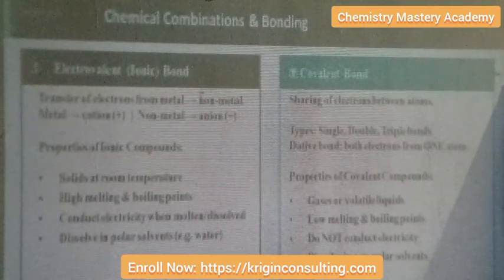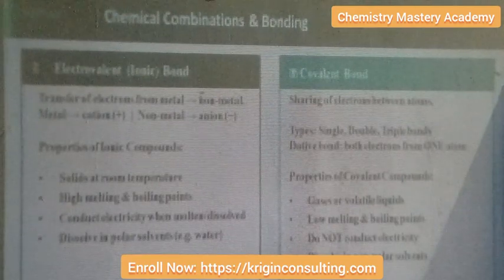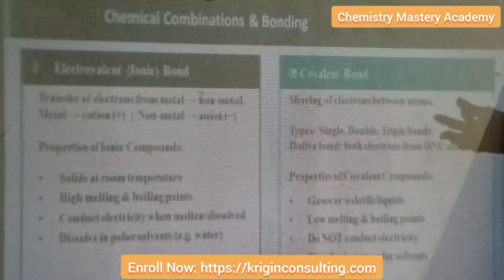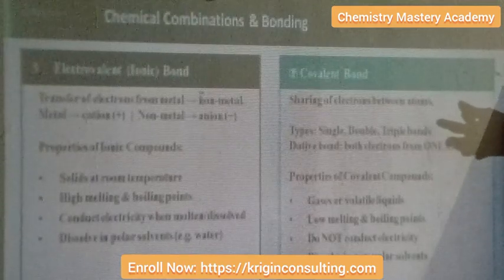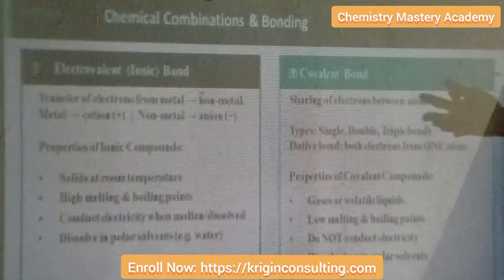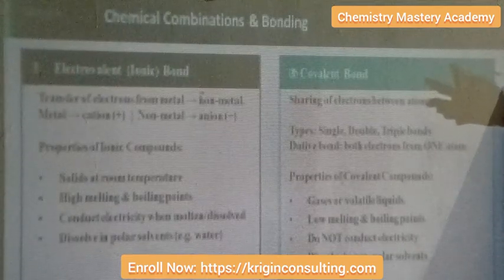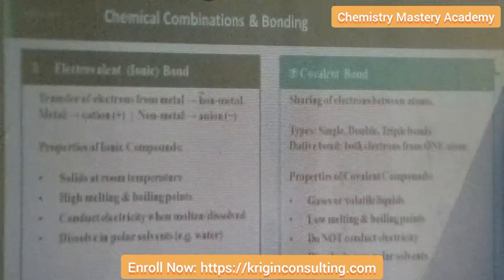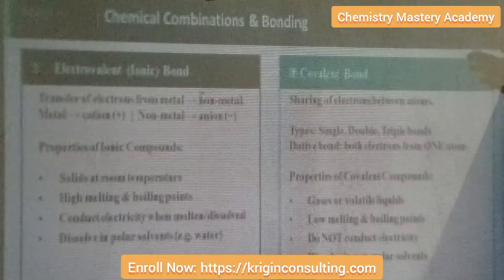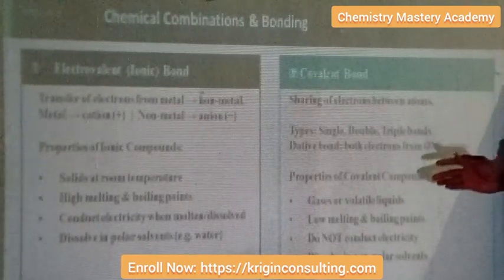Now, let's look at properties of covalent compounds. Of course, we know that when we say covalent compound, we are talking about those compounds that are formed when you have different elements in which one is either bringing for both of them to share, or both of them are bringing for both of them to share. So that's a covalent compound. Now, what are the properties?